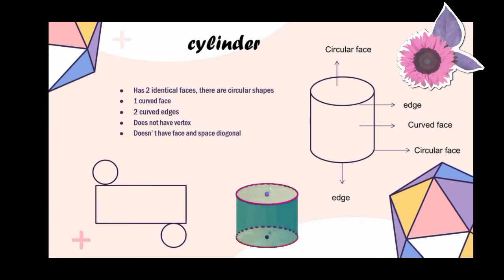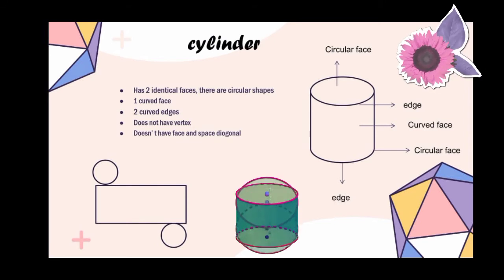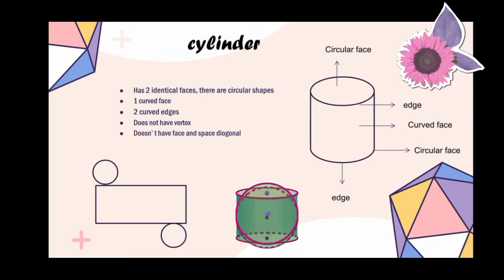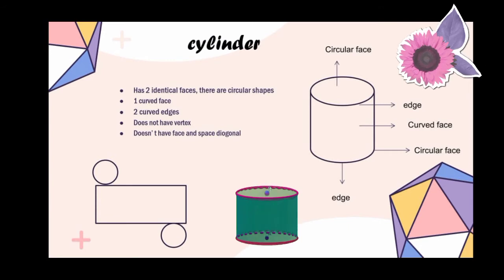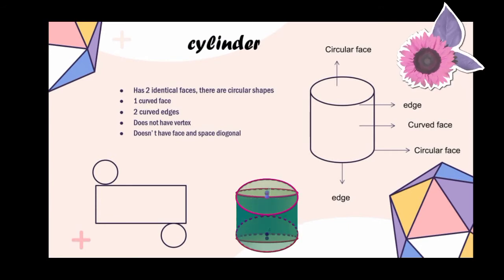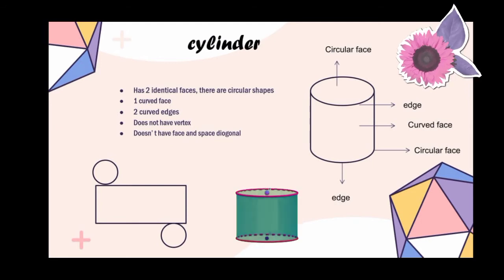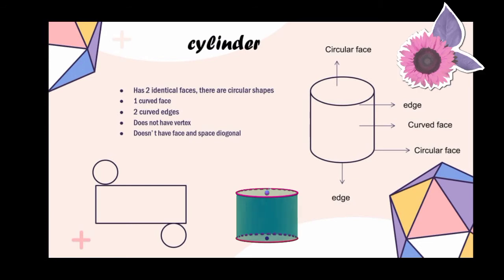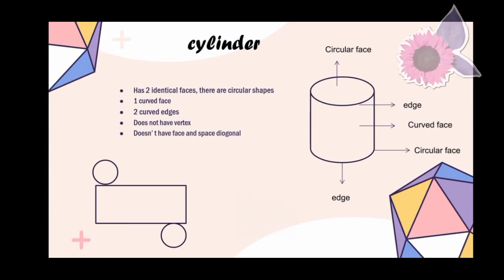Okay, well, next I will explain about the cylinder. We can see that a cylinder is a three-dimensional space which has two curved edges, which are above and below, one curved face that is inward, and two circular faces above and below, which are commonly called bases. But the cylinder does not have vertices and space diagonals.